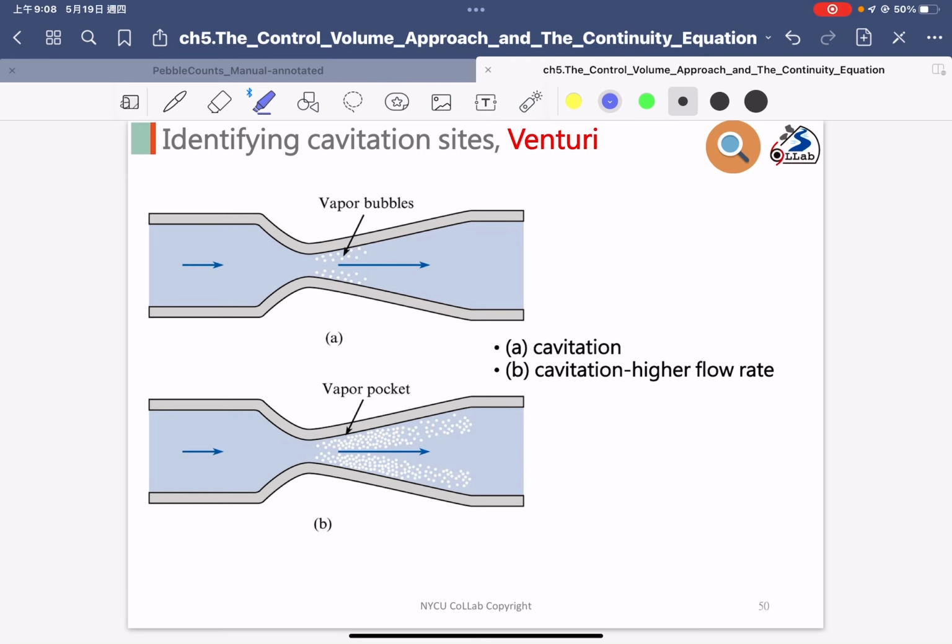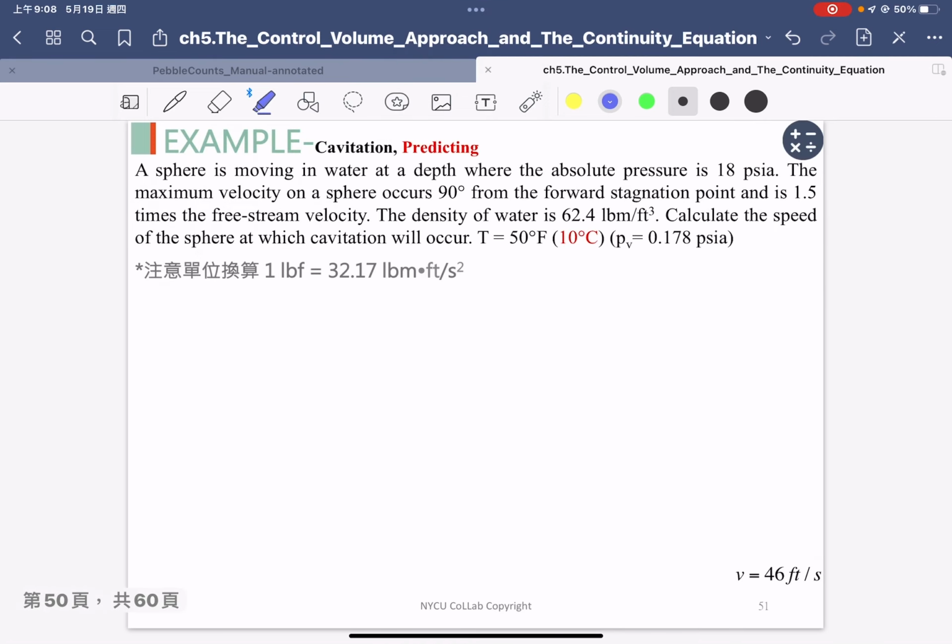This is another cartoon figure we show. If the velocity is only slow, you can see only some vapor bubbles. And if your velocity is quite high, you not only have vapor bubbles, you have a vapor pocket. Okay, you have the vapor pocket. It's a more terrible phenomenon. So in the exercise we are trying to predict the location of the cavitation phenomenon.